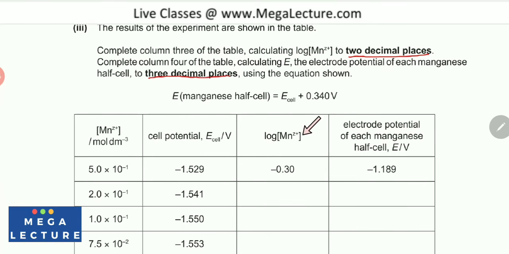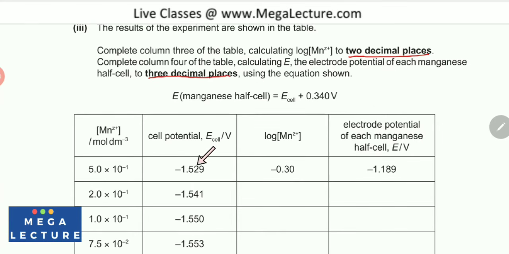The other one is you need to calculate the log of the concentration of Mn plus. Mn plus is provided over here, so you just have to press the button in your calculator and you're going to get the value over here. This should be to 2 decimal places and this should be to 3 decimal places. So now allow me to explain this formula, which for this question you really don't need to. But I'm going to explain it.